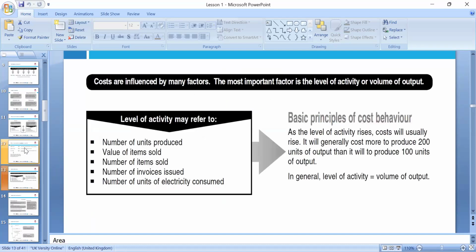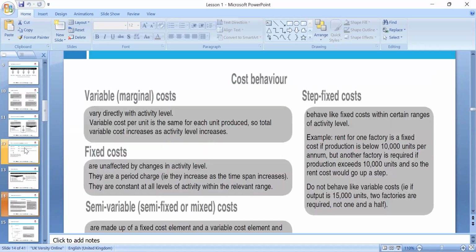Level of activities, number of units to be produced: we can allocate on the basis of value and items sold, number of units sold, number of invoices issued, and we look at the cost behavior. Cost behavior means if the volume goes up, if the production goes up, the cost goes up, like a variable cost, while the fixed cost will stay the same. So it's crucial in costing that we know the cost behavior.